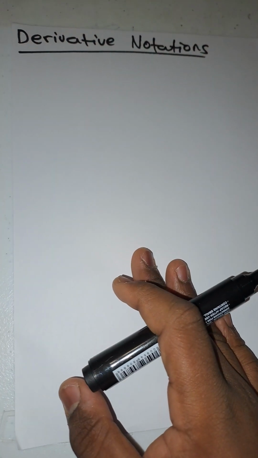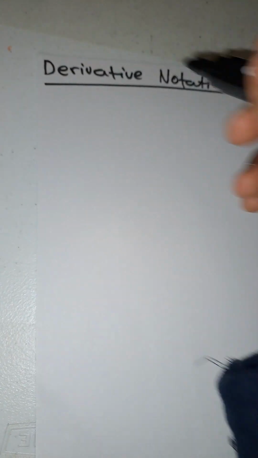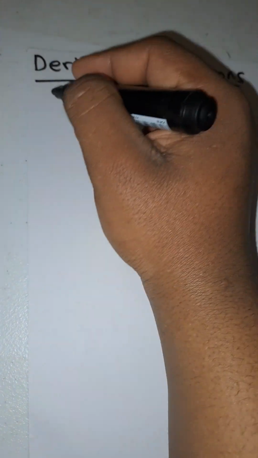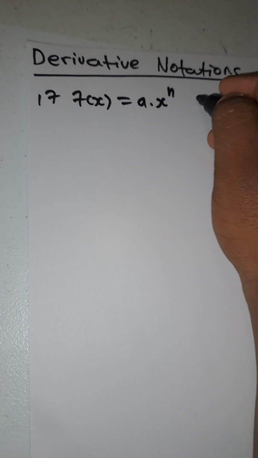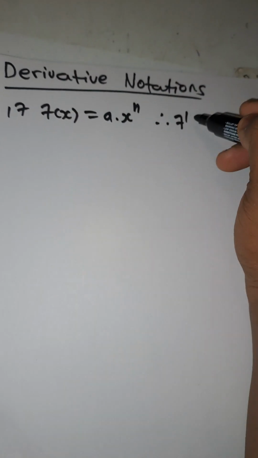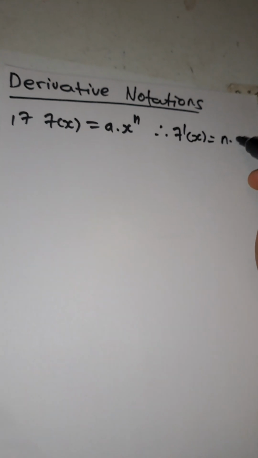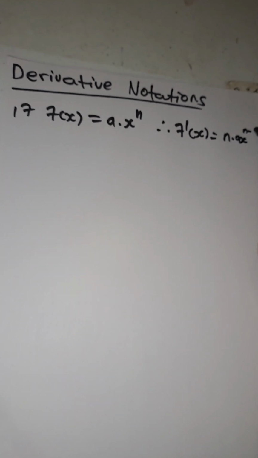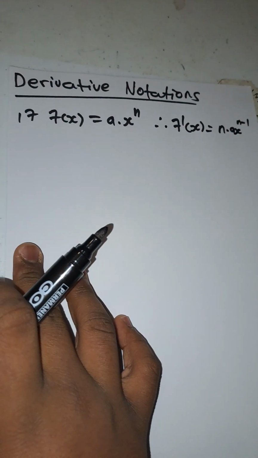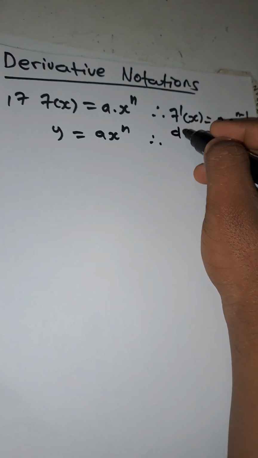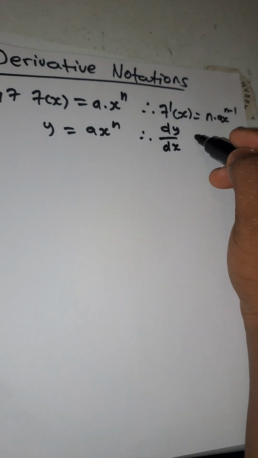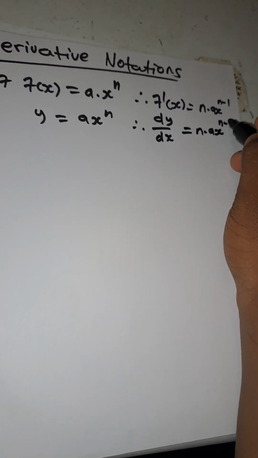So we'll be doing derivative notations. We will be doing a few examples on how to differentiate. I want you to remember this: if f of x is equal to a times x to the power of n, therefore the first derivative is what? It is n times a x to the power of n minus 1, right? And if your y is equal to a x to the n, then dy over dx is equal to n times a x to the power of n minus 1.